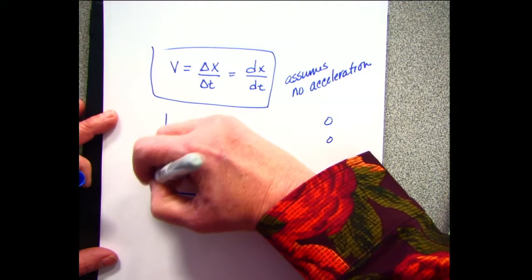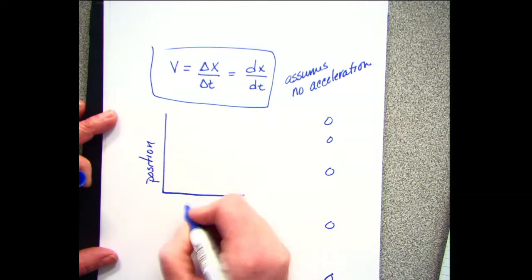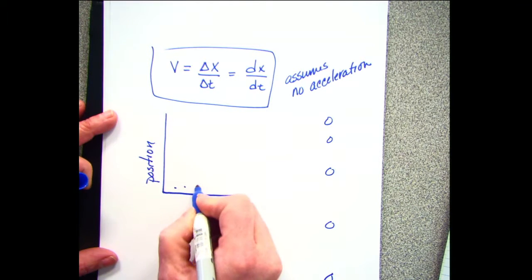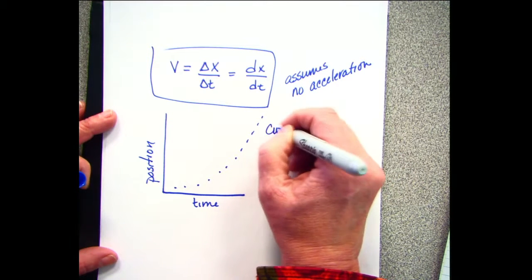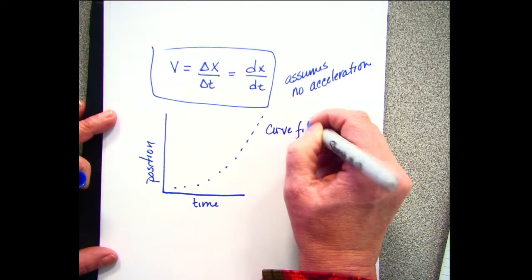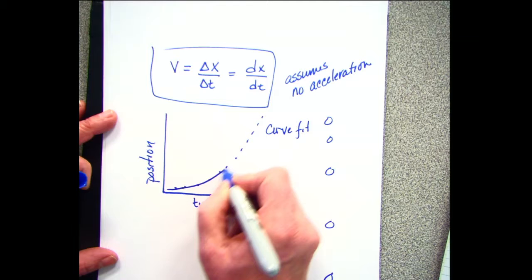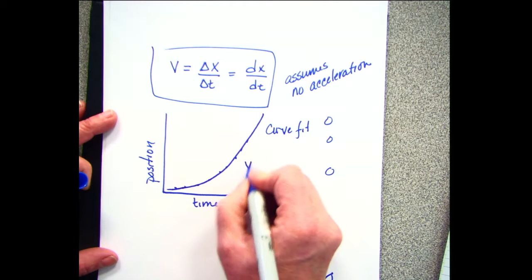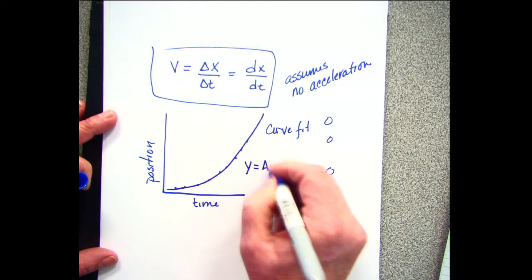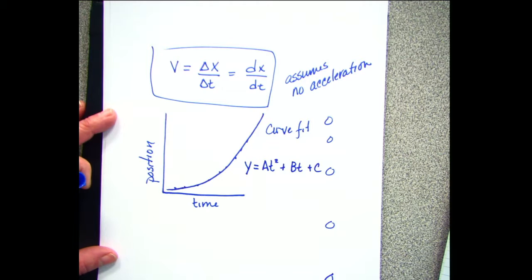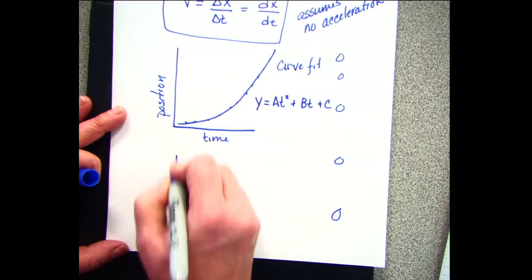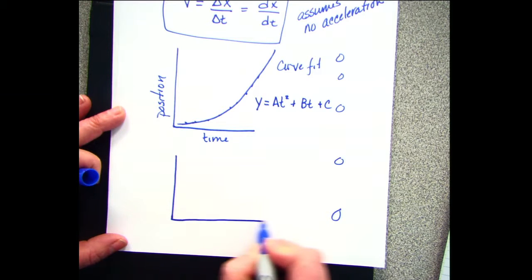If I do a position versus time graph with something that looks like this, I get something that looks like this. And I can curve fit this. It looks like y is equal to at squared plus bt plus c, if I do a parabolic fit. That's a general equation of the motion. That's kind of interesting. That's kind of nice and hunky-dory, and you'll actually get that in lab. If you haven't already done it, you'll get it in lab.